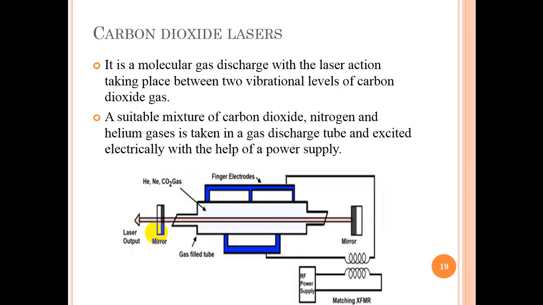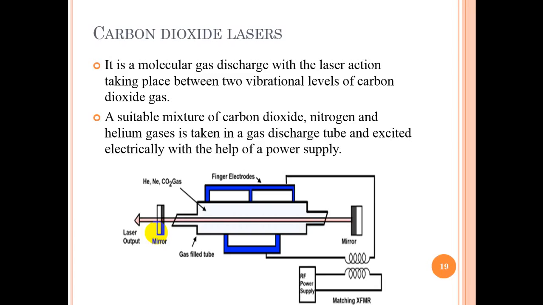The next is the carbon dioxide laser. It is a molecular gas discharge with laser action taking place in 2 vibrational levels of carbon dioxide gas. In this design, the gas is sealed in a glass tube. This laser configuration can be pumped with either DC or RF excitation methods. If DC excitation is used with a sealed tube carbon dioxide laser, then it must be constructed like the helium-neon gas laser.